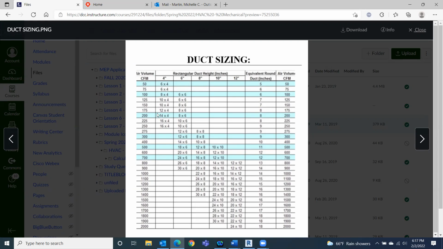What I want you to use this chart for is, say we have a CFM of 275 to 300. And we're going to be using duct vent sizes that'll be 12 by 6 or 8 by 8. I'll leave that up to you to select which one you want to use, but these are the two options that we're going to have: a 12 by 6 vent or an 8 by 8 vent. Of course, you know that's where the air comes out of the ductwork into the room.